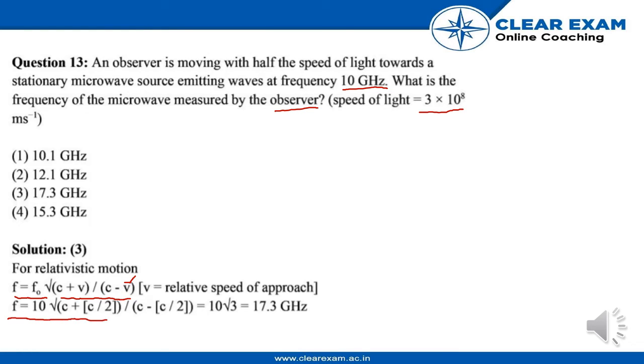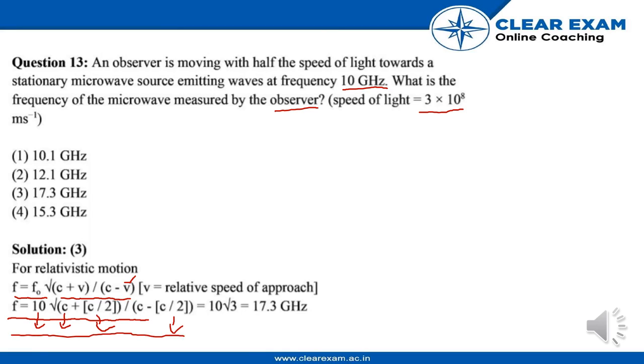Now, we are given the frequency 10 GHz, so we'll put f naught as 10. Now c is the speed of light, and we are given that v is equal to half of the speed of light. It is given in the question. So we'll put v as c by 2 here and here.